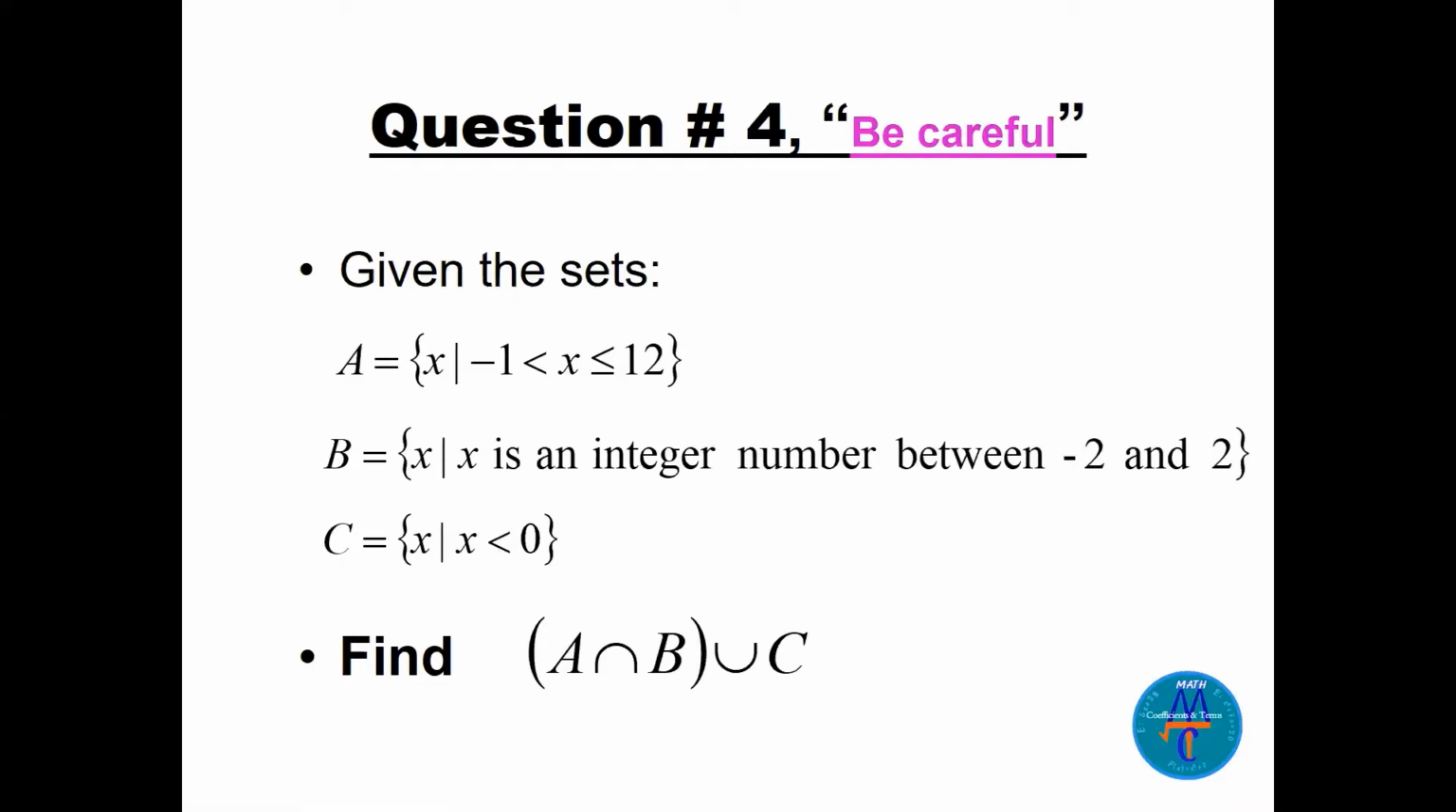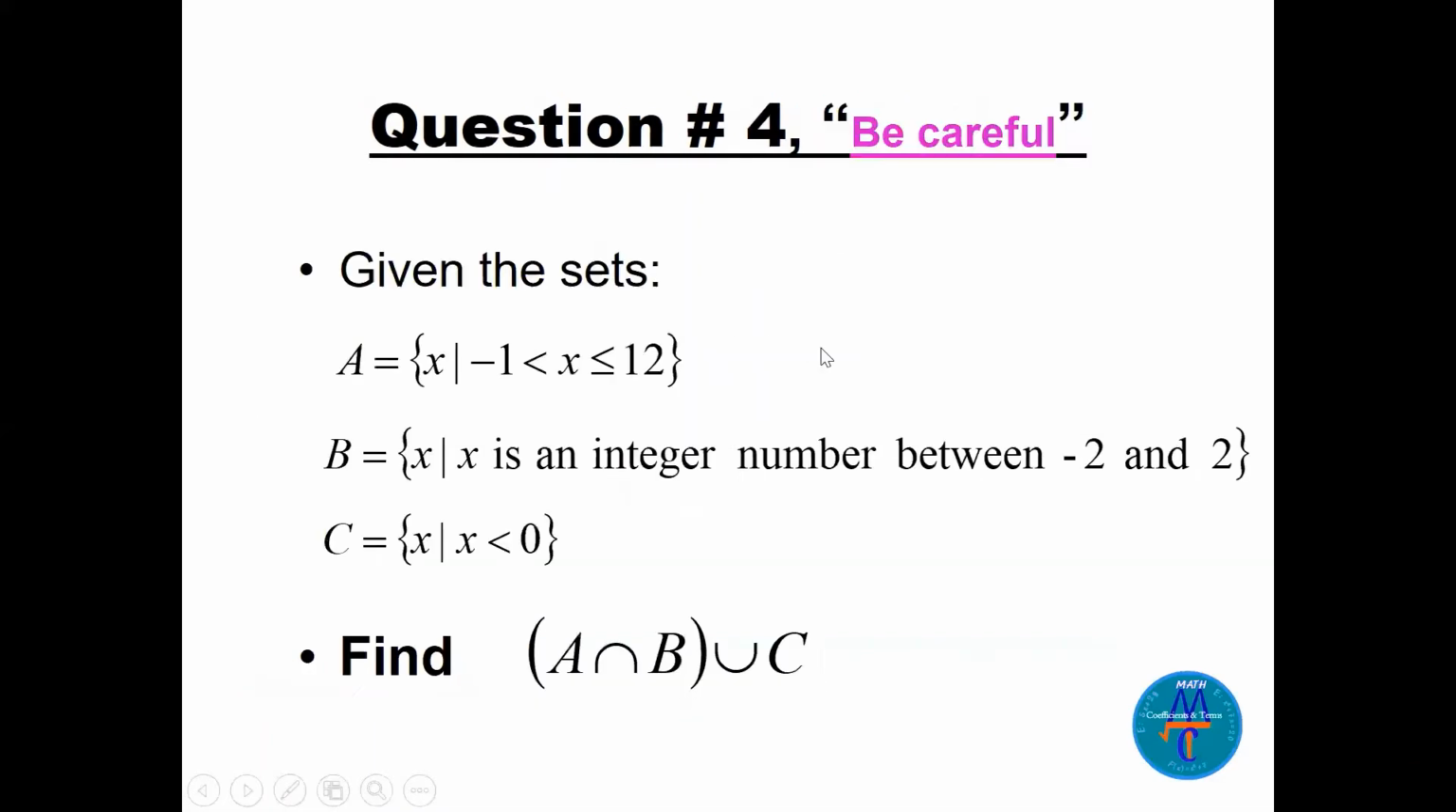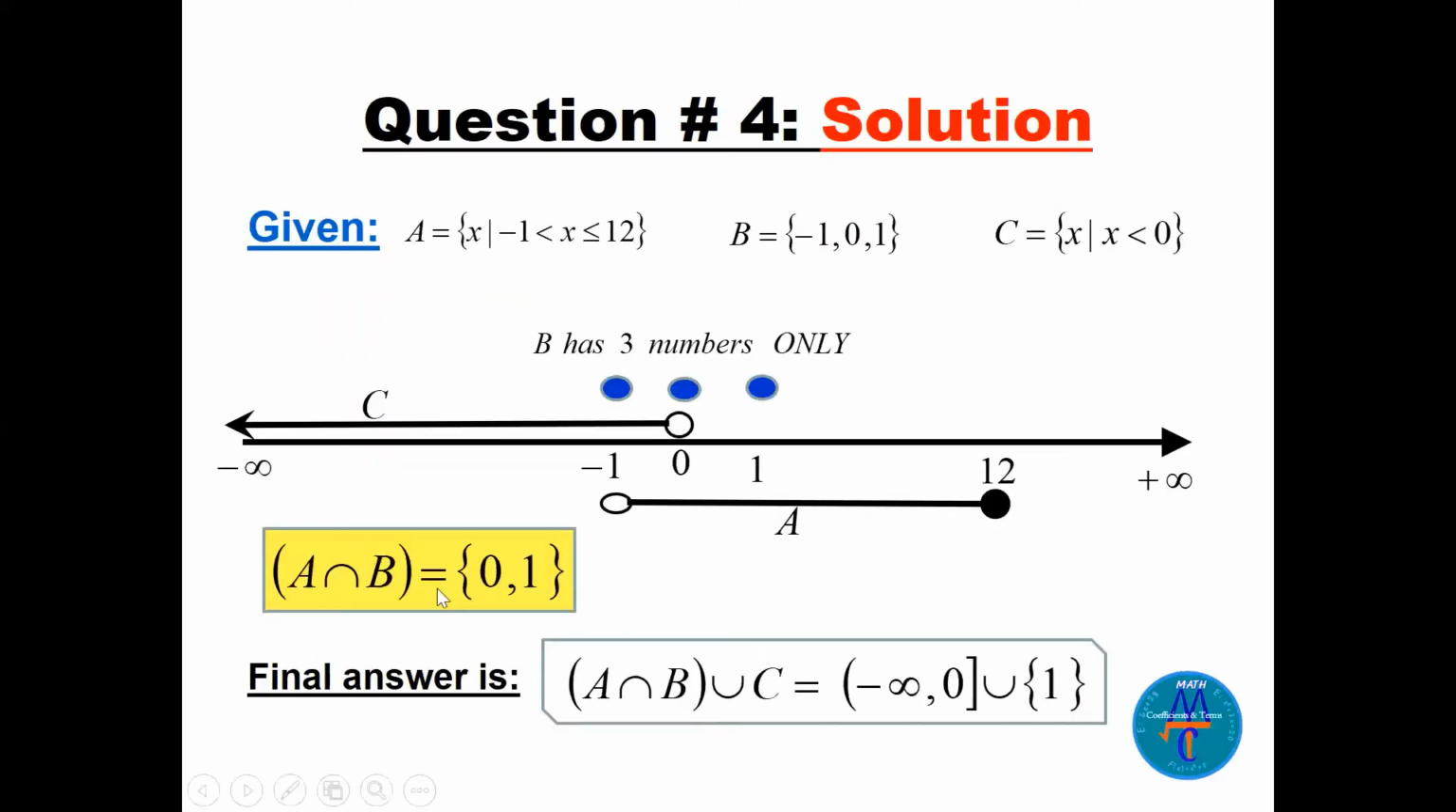If you try to graph it, it will look like this. A is from -1 until 12, closed, that's A. B, -1, see the -1 only, the 0, that's the blue, and then the 1. So B has 3 numbers only. Let's go back to B. It's an integer number, not a real number. We cannot take fractions. We cannot take radicals. Only -1, 0, and 1.